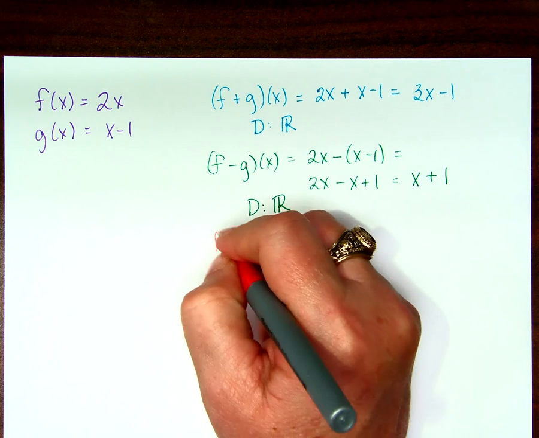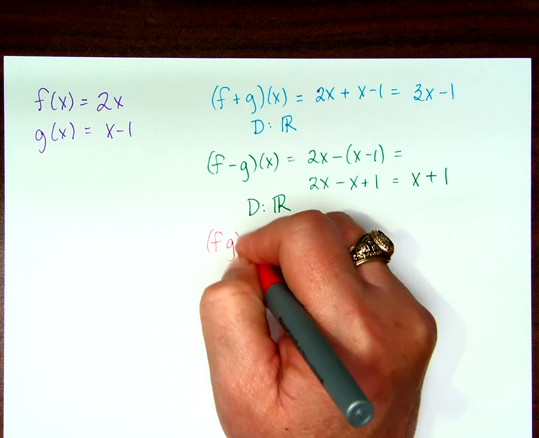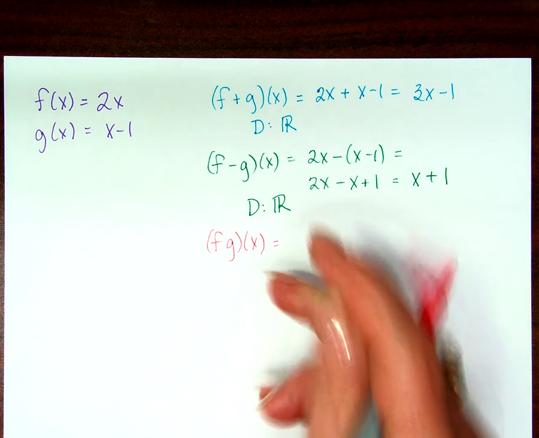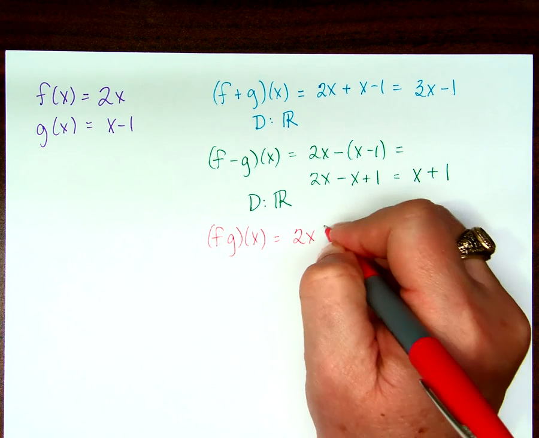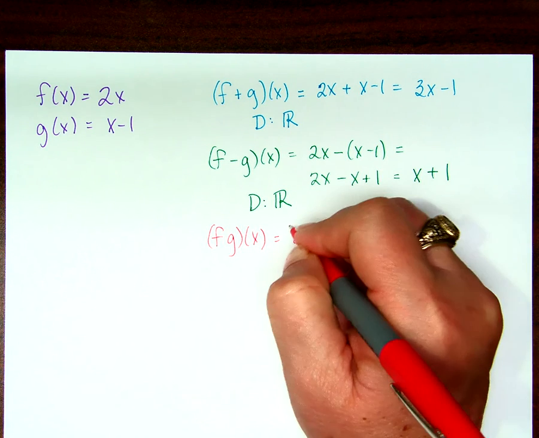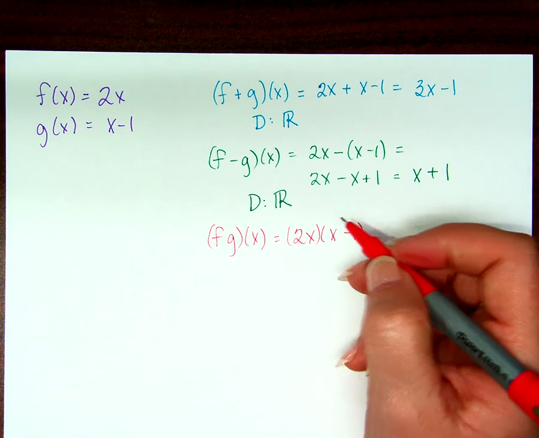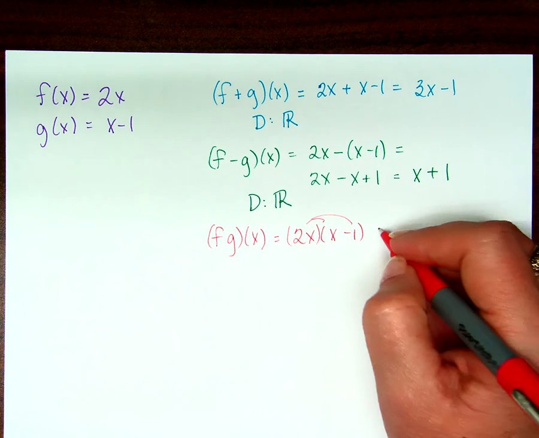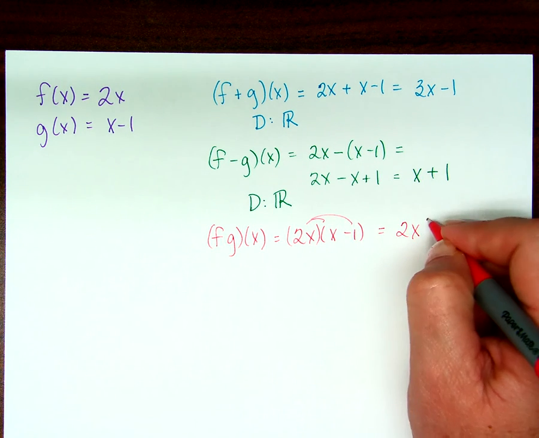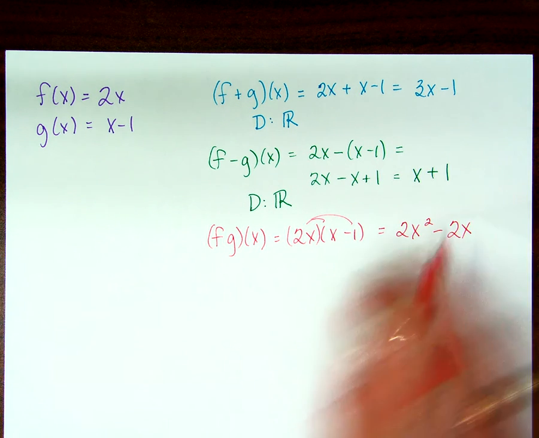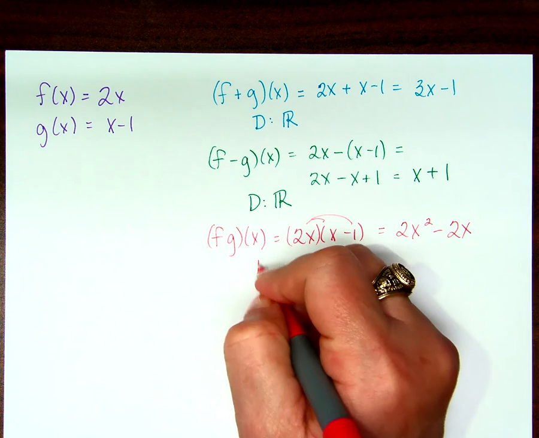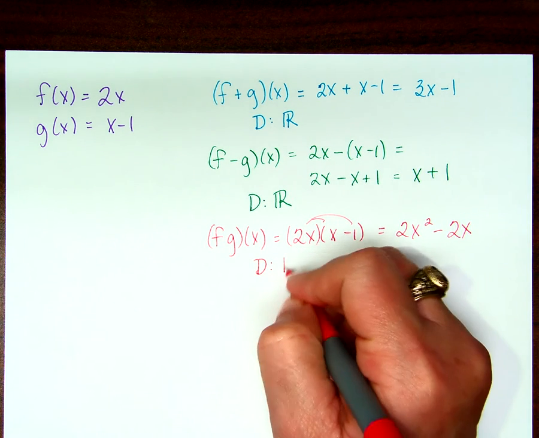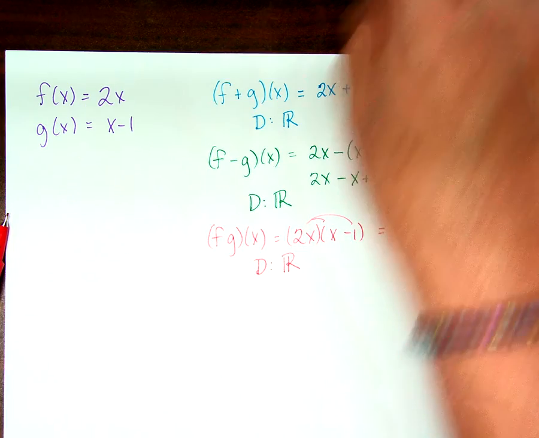Guess what's next? F times g of x. 2x times x minus 1. So we just need to distribute: 2x squared minus 2x. What shape is that? A parabola. What's its domain? Perfect.